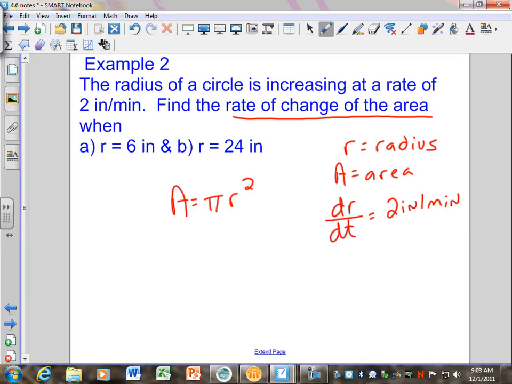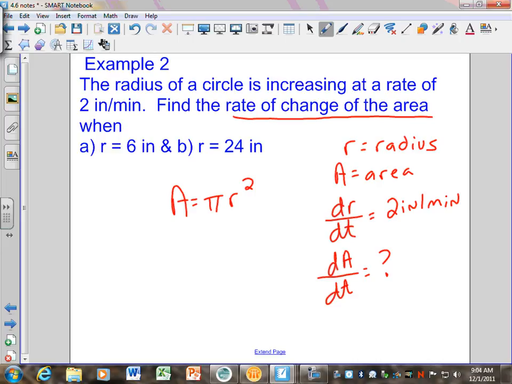If the rate of the radius was decreasing, how do you think we would write that? Negative 2. So it's important. It doesn't say negative 2, but it says decreasing, so you know to put a negative number in there. And then we're trying to find the rate of change of the area, which would be dA over dt. That's what we're looking for. And so I don't do a great job of this all the time, but sometimes the problems are a lot more complicated than this, and so I just wanted to show you that guideline. This is what I mean by identify everything that you know and everything you need to know. And they do actually give us the radius, 6 and 24. We're going to do that twice.